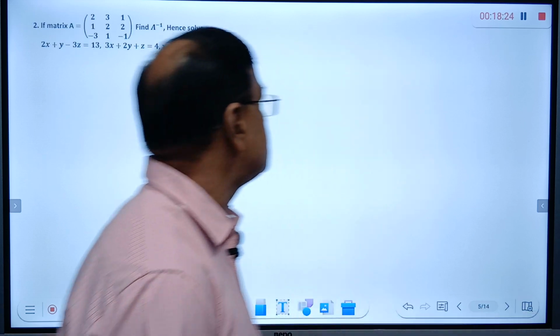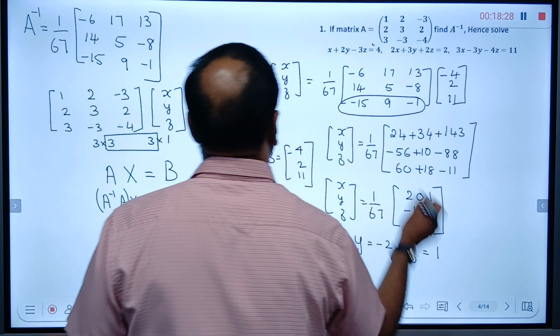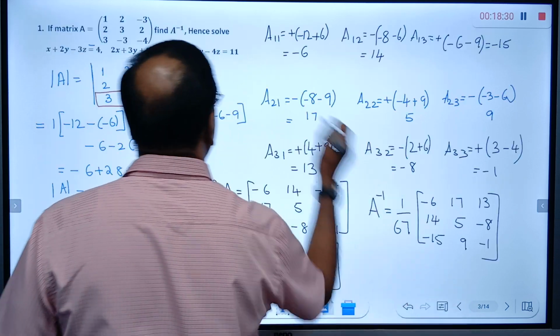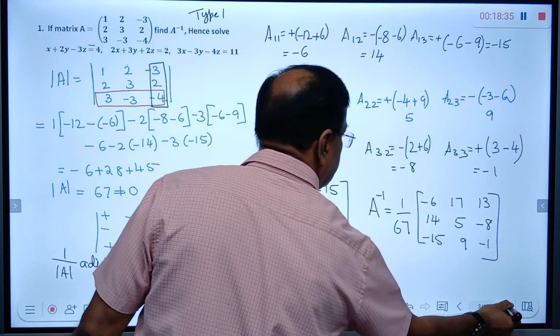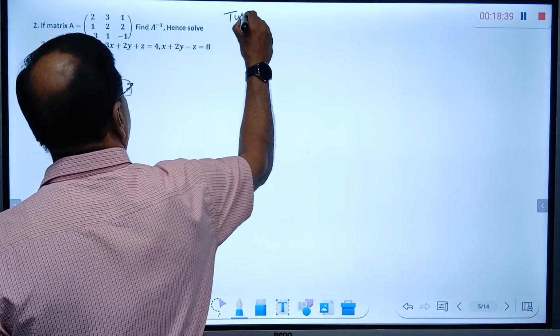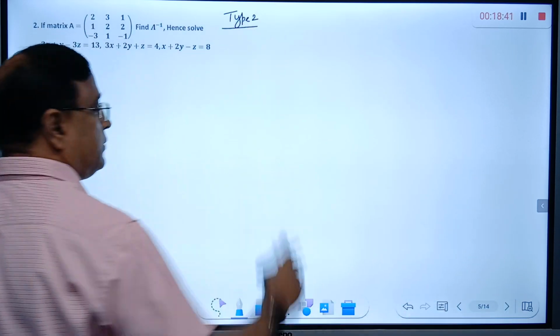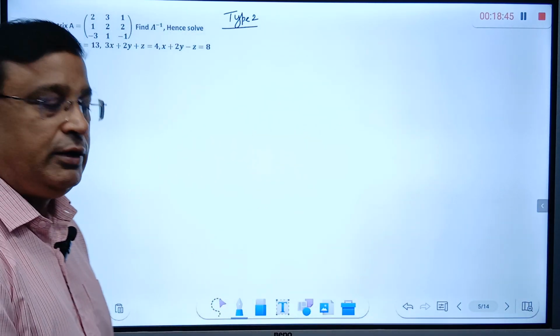Now let's go to the next question. You can call the problem I just did type 1. The next question is slightly different. This is called type 2. Now how do I do this problem? What is the difference? We'll find out that difference.